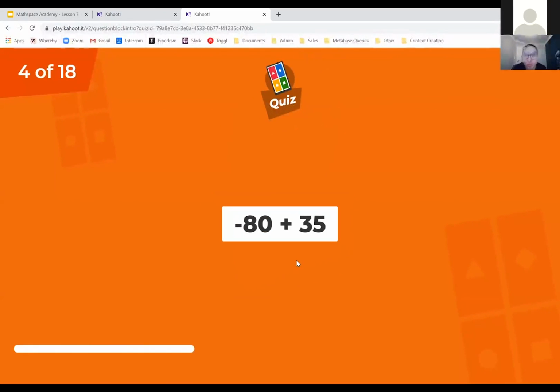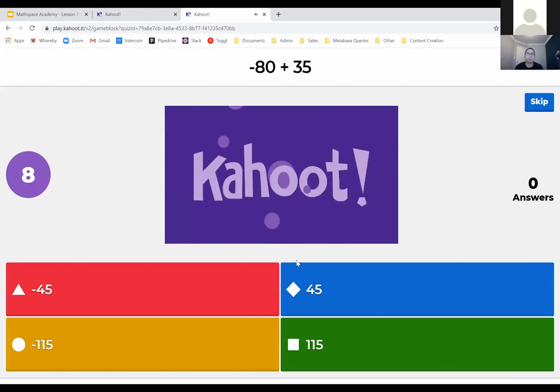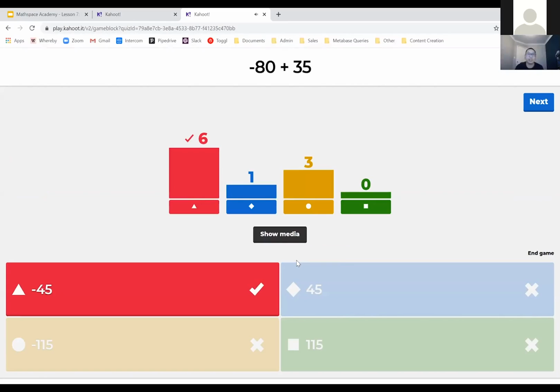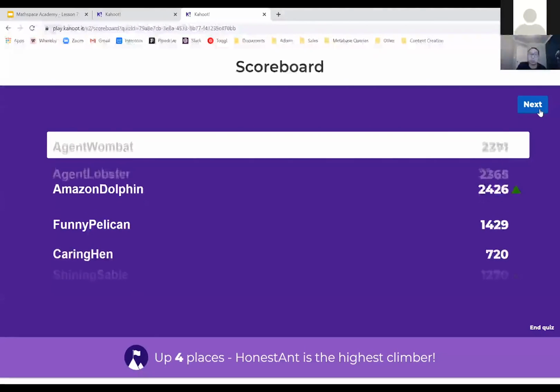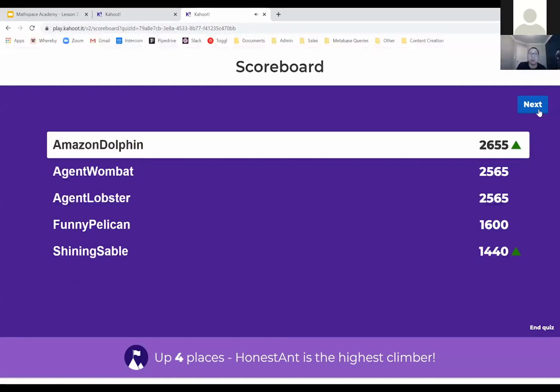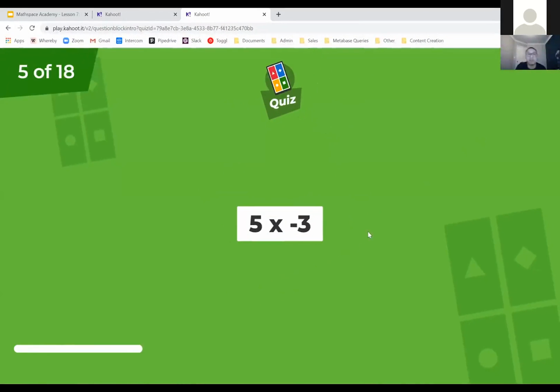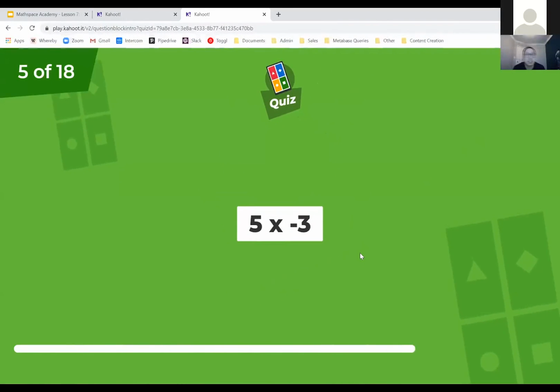-80 plus 35, what is it? Negative 45. The negative number is bigger, so the overall result is going to be negative. And the difference between 80 and 35 is 45. Oh, I know what this has done. I've selected the wrong option.